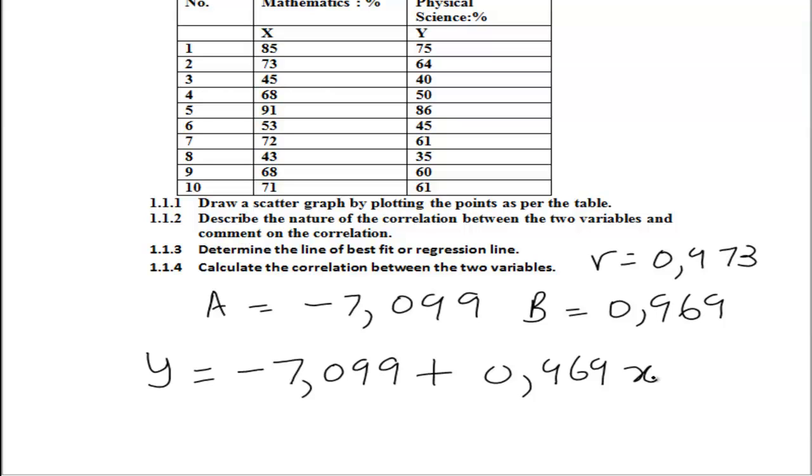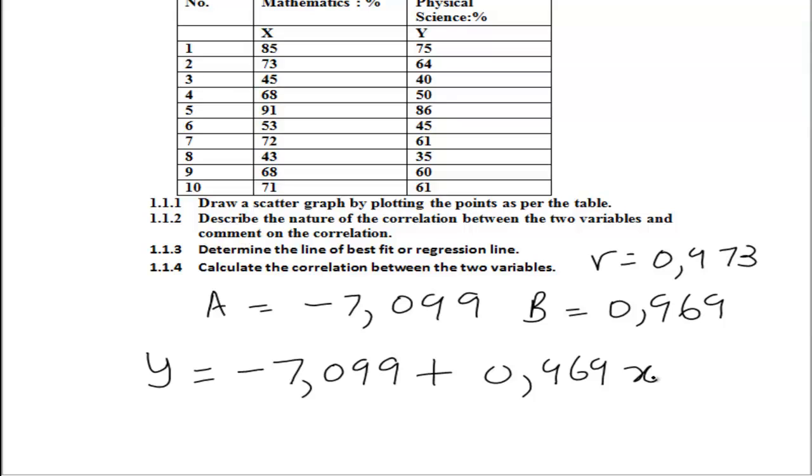Now it says draw the scatter graph. The scatter graph is already drawn for you. It's in the part of the work there. Describe the nature of the correlation between the two variables and comment on the correlation. The correlation itself is R is equal to 0,973, and the nature of the 0,973, very clinically, is very high positive. So what does it translate to? It means that there's a very high positive correlation between mathematics and physical science. So a student who is doing well in maths is expected to do very well in physical science as well, and vice versa. It would work both ways.